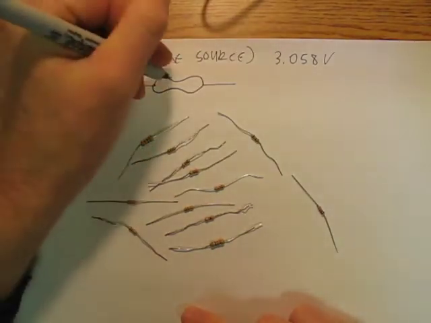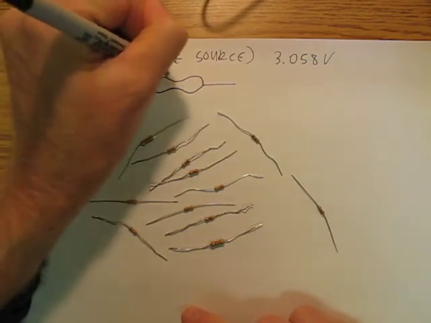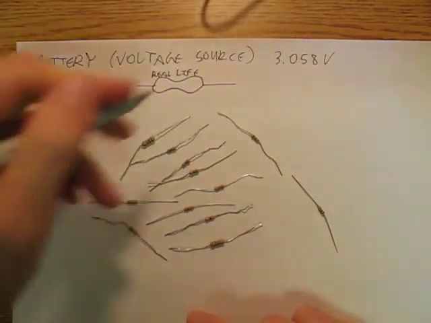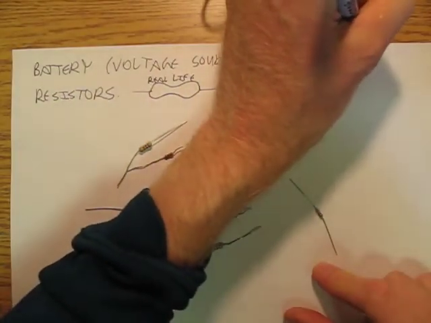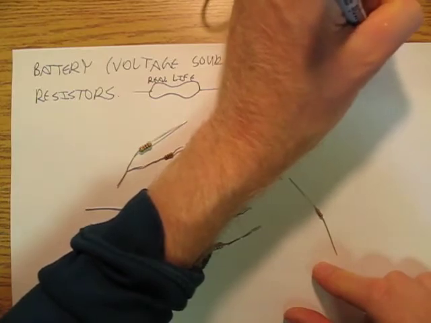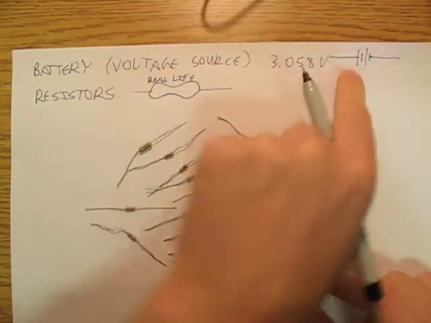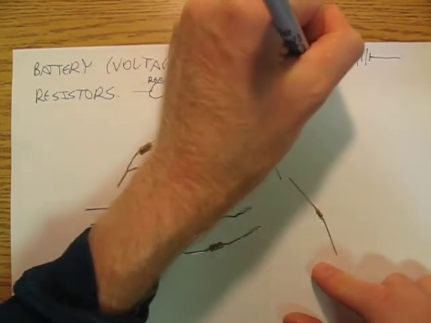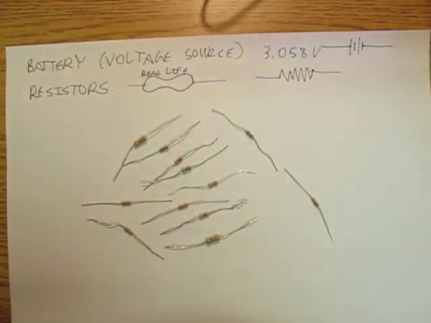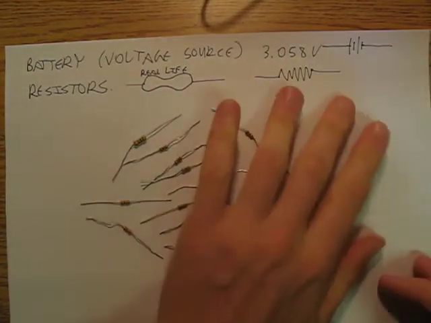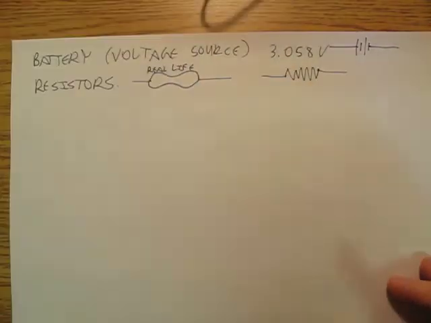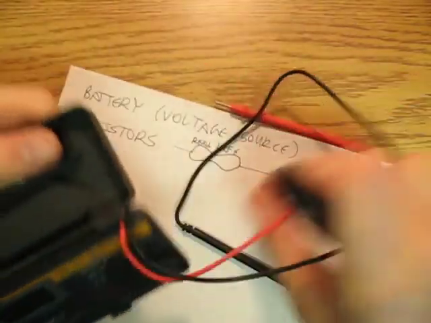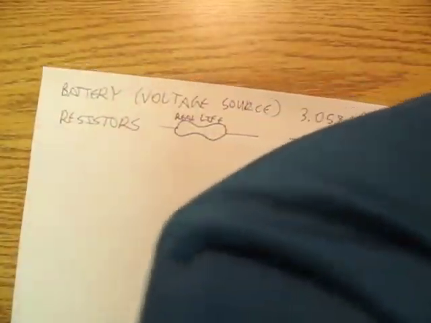That's what it looks like in real life. And then in our circuits, this is what a battery is going to look like in a circuit. This is what a resistor is going to look like in a circuit. Okay, and we're going to come back and talk about resistors probably in their very own video.